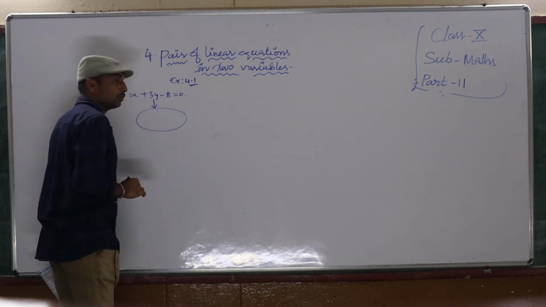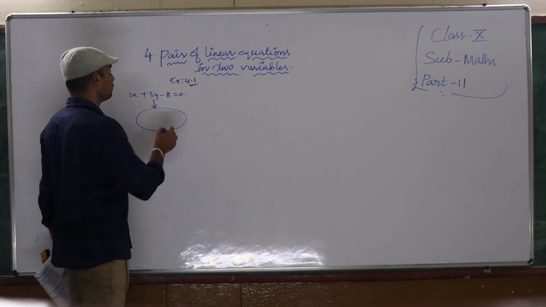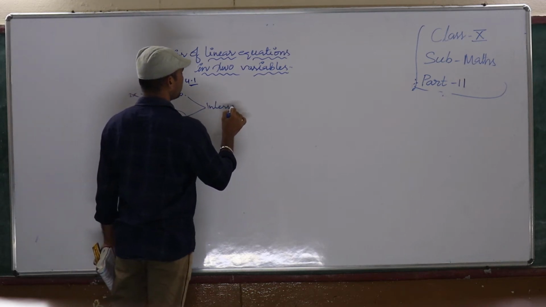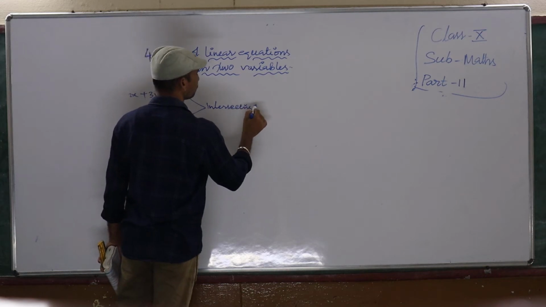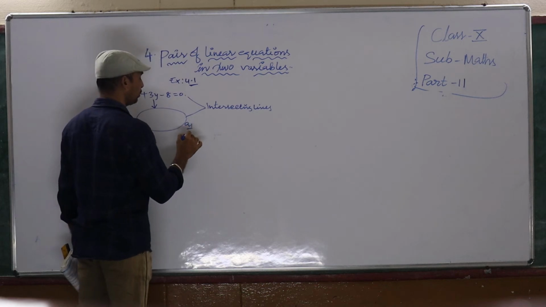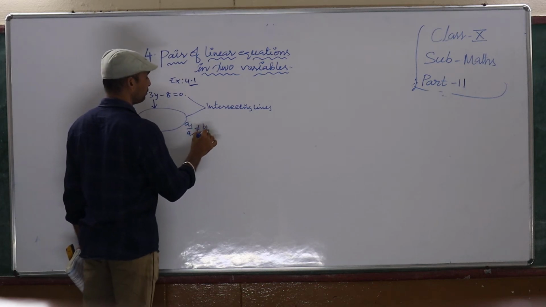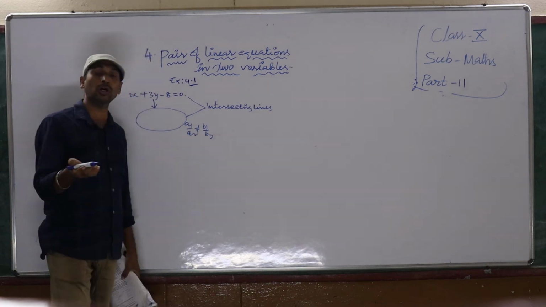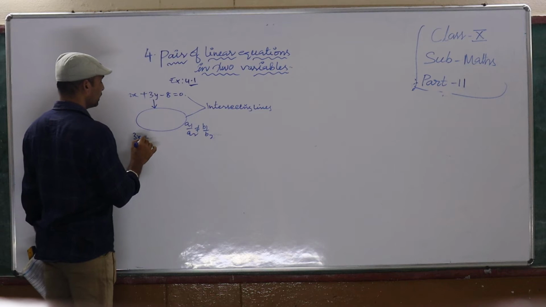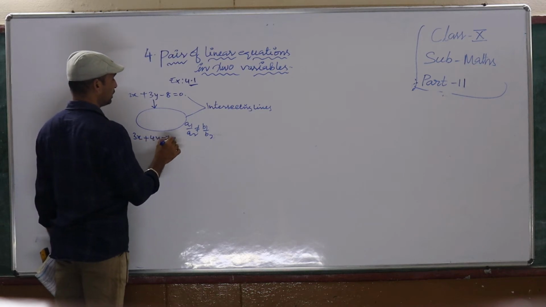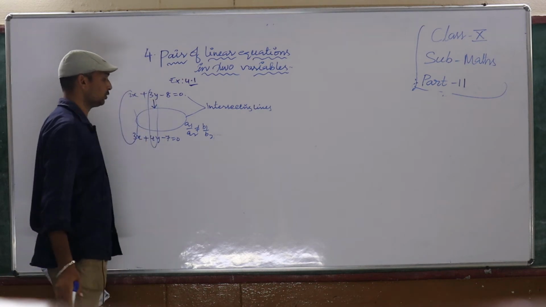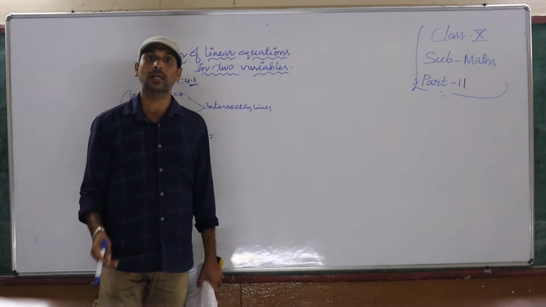For this you have to write one more equation. If you compare these two equations, you have to get intersecting lines. Okay children? So means a1 by a2 is not equal to b1 by b2 you should get. So by your own you can take any. So suppose I am taking 3x plus 4y minus 7 is equal to 0. See, if you compare these, you are getting a1 by a2 is not equal to b1 by b2.